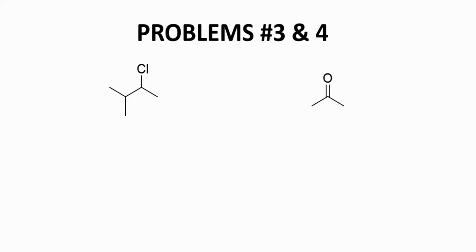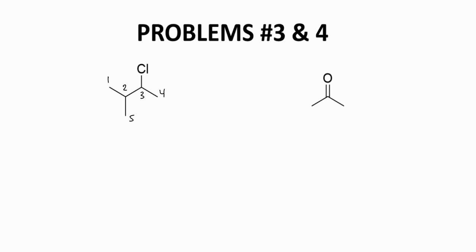Okay, here are our next 2 questions, problems 3 and 4. Again, let's number our atoms as we get started. 1, 2, 3, 4, 5. These numbers that I'm putting on this molecule, these are not nomenclature numbers. We're just trying to keep track of atoms. So exactly which atom gets which number is not important.